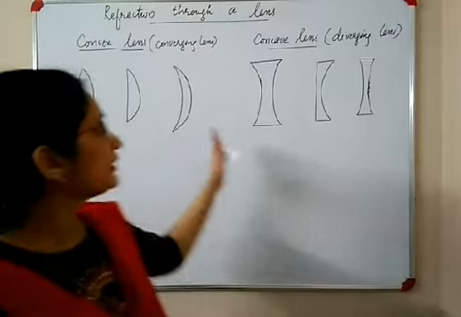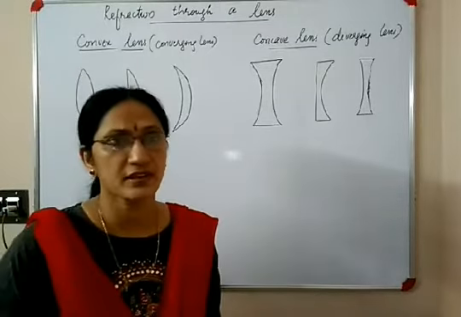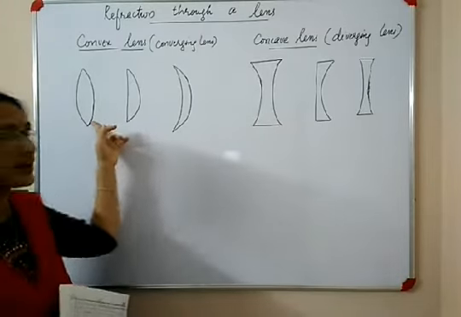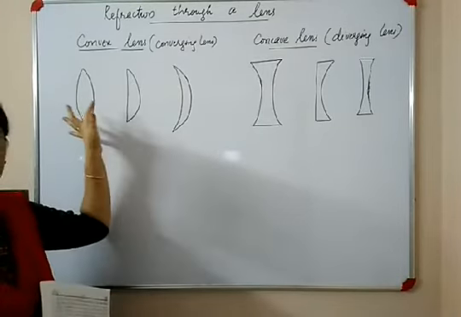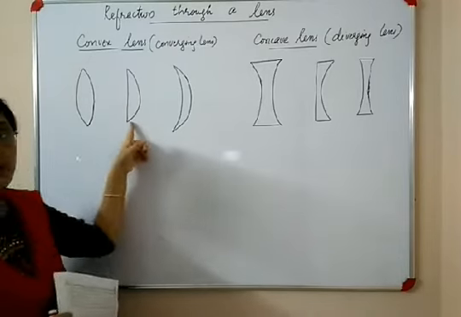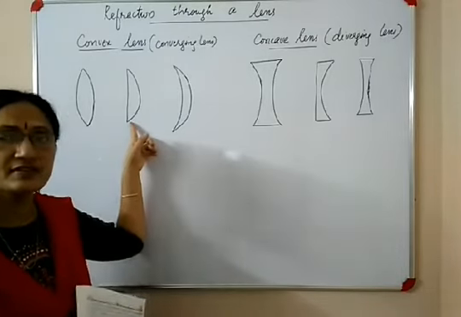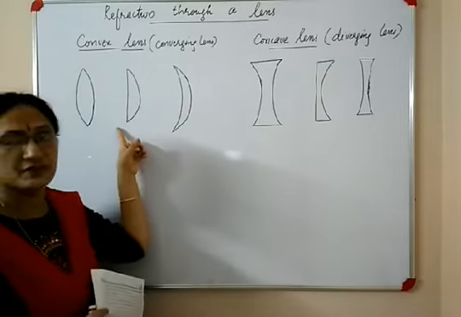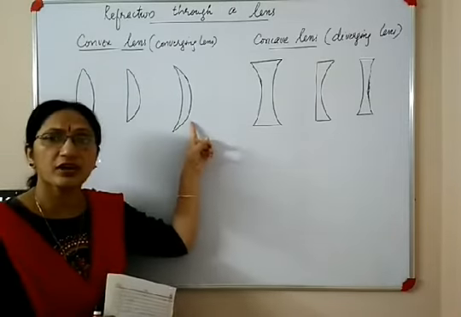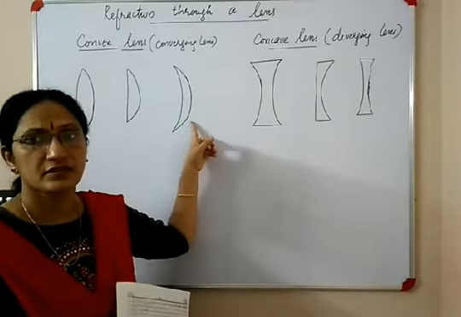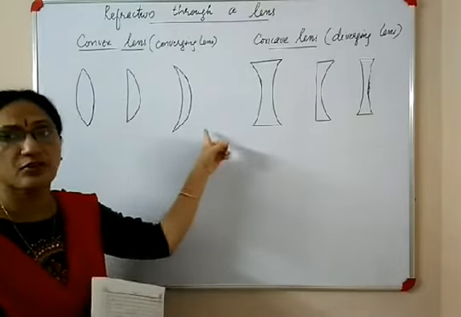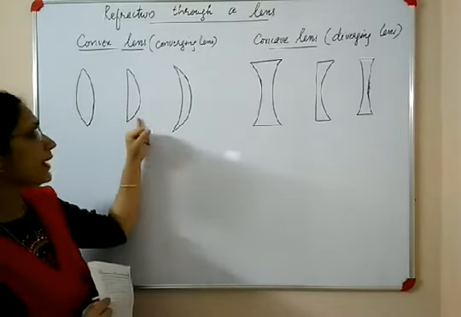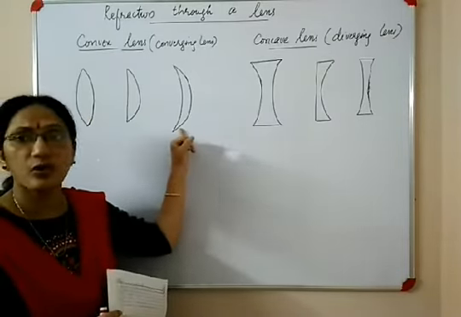Then different types of convex lenses are there. They are double convex lens, which has two spherical surfaces. Then plano convex lens, which has one spherical surface and one plane surface. Then concavo convex lens. These are the three types of convex lenses. Once again, the names are double convex, plano convex, concavo convex.